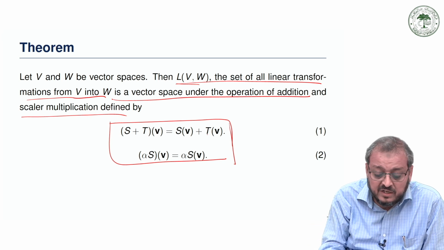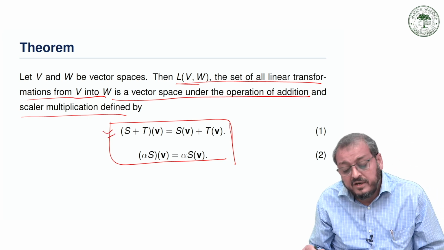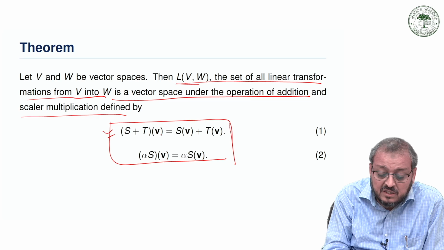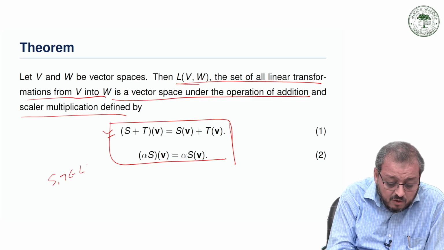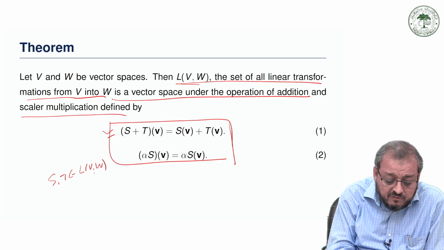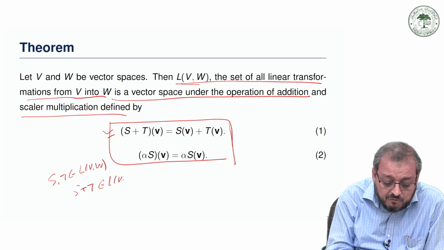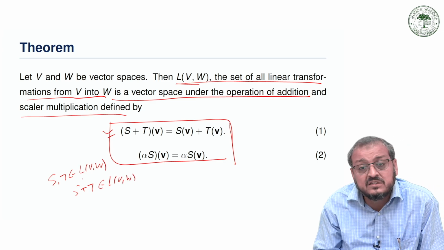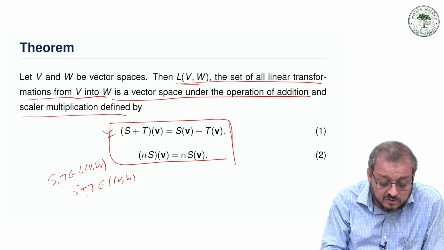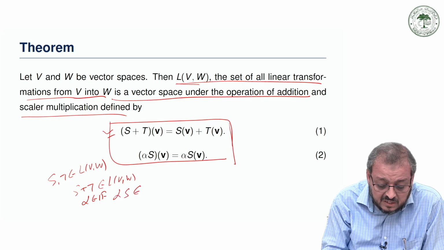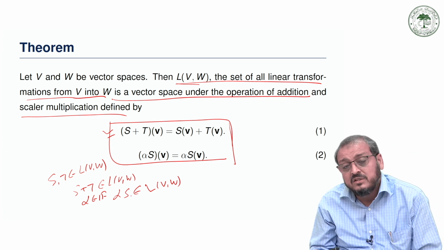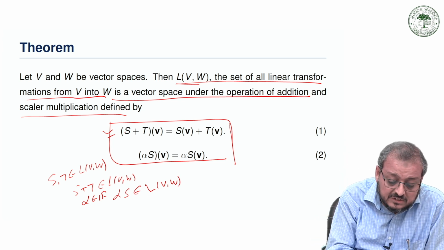First, this is clearly closed under addition, because if we take S and T as elements of L(V,W), then we have to show that S plus T is also an element of L(V,W). Then we can say that this is closed under addition. Also, if alpha is an element of the field, then alpha S is also an element of L(V,W). This is trivial, since we have already shown that S plus T is linear.